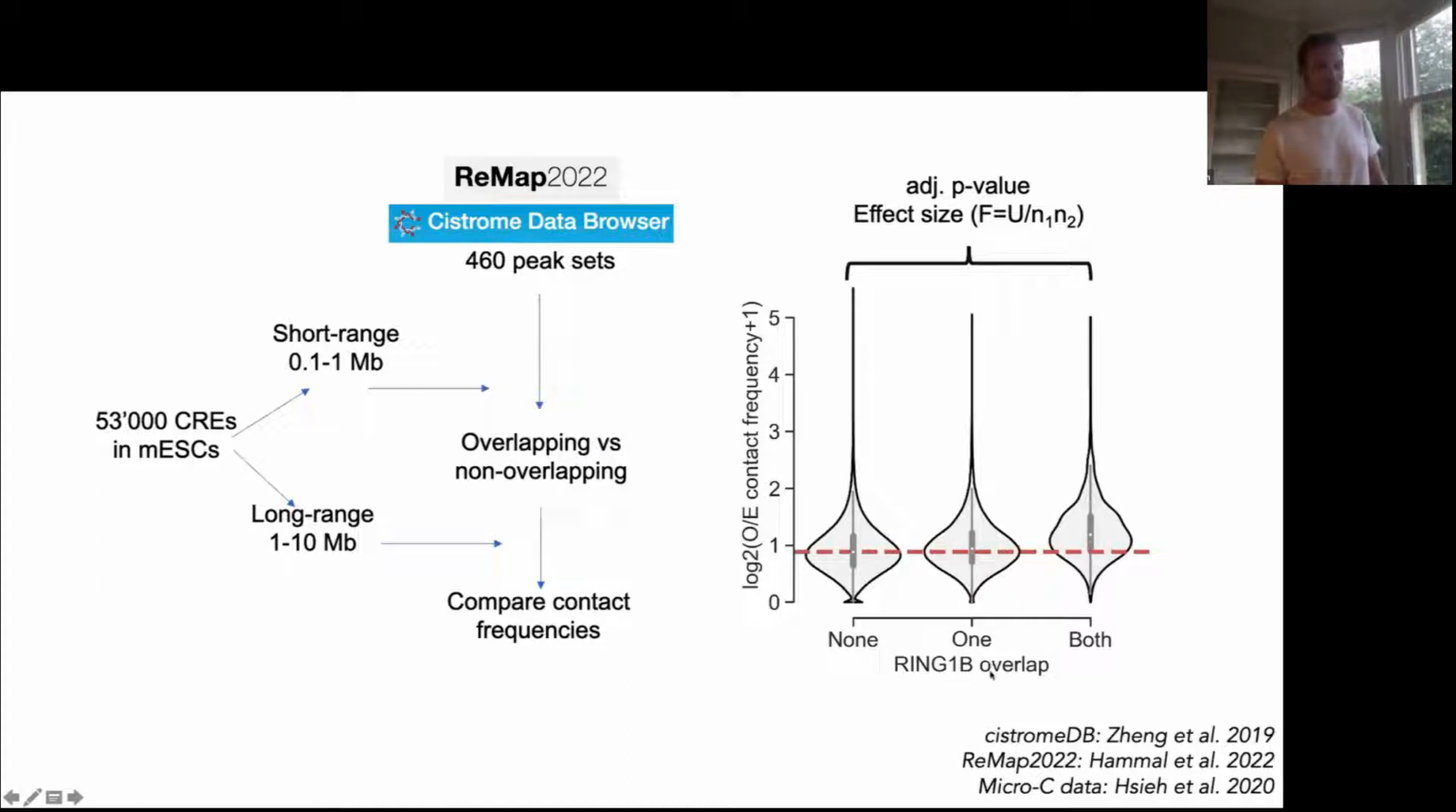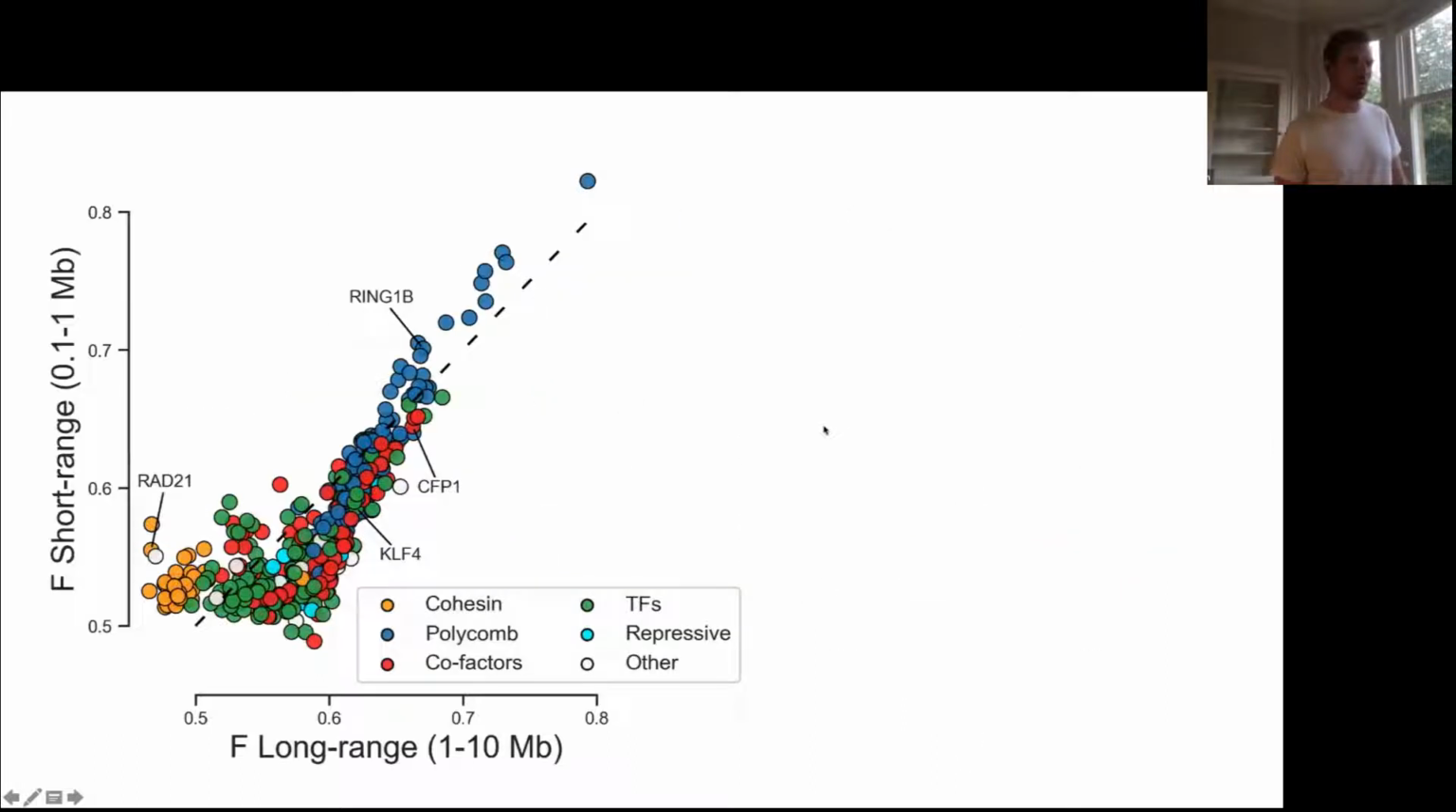So for example, Ring1b, which is a polycomb component, remember polycomb can form these contacts. If you have Ring1b bound at both sides, then you have an increased contact frequency compared to if you don't have polycomb bound on both sides. And then we did this kind of analysis for all the different data sets, and we get some p-value and an effect size. So I'm going to show you one plot from this analysis, and it's this one.